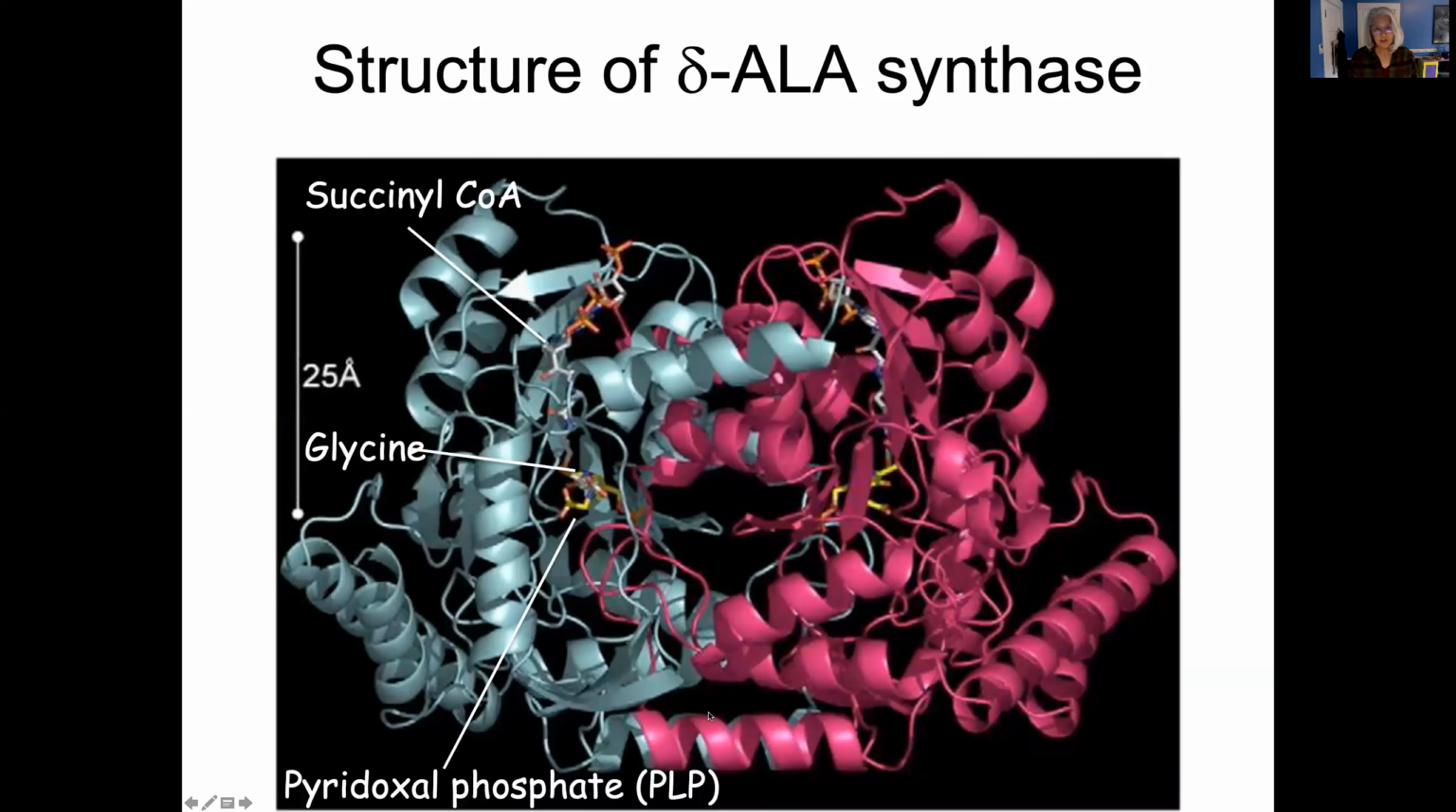Here's the structure. It's a homodimer. Okay, again, we're looking at a ribbon diagram that's just showing the backbone of the enzyme. But if we look into the active site, it's got a fairly large active site. Here's succinyl-CoA. Most of this is the coenzyme A, which is very large. And we see a glycine, and there's glycine here. And pyridoxal phosphate is a vitamin B6 derivative that's required at the enzyme active site.